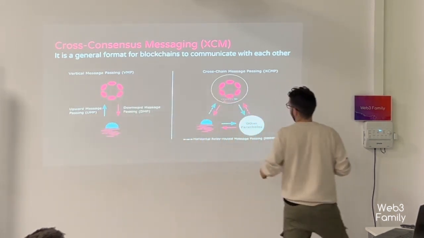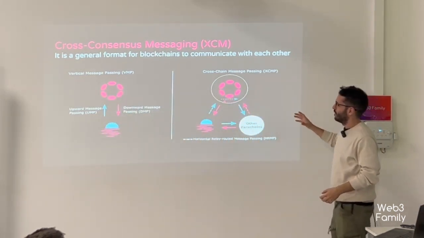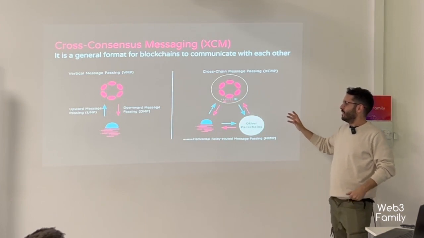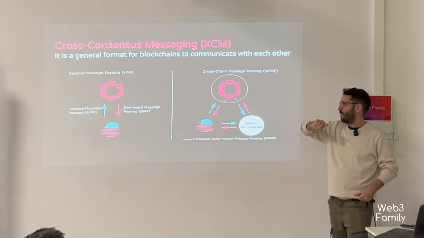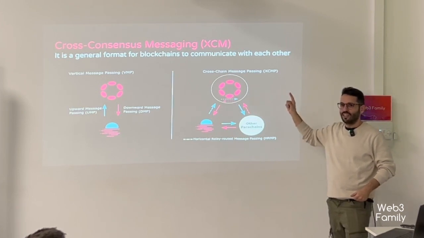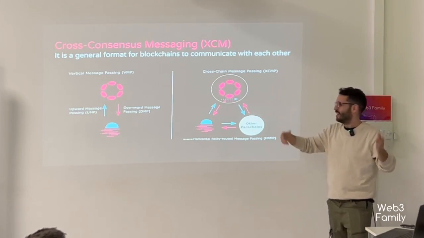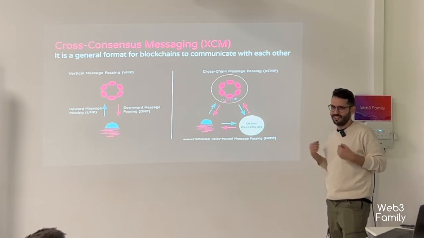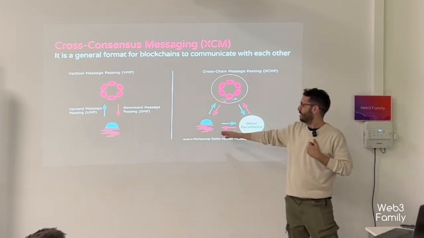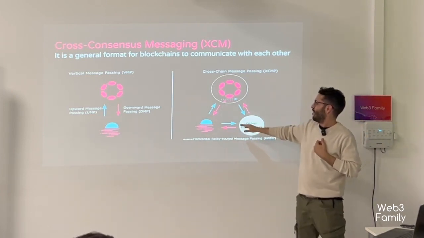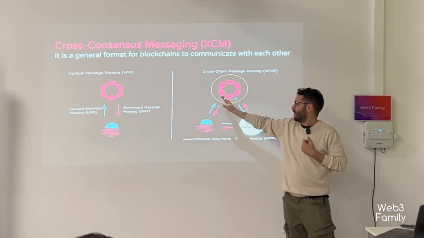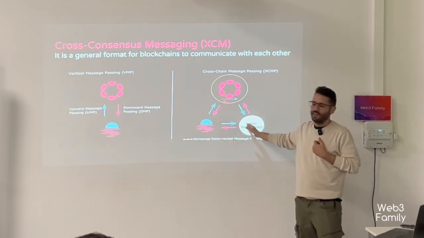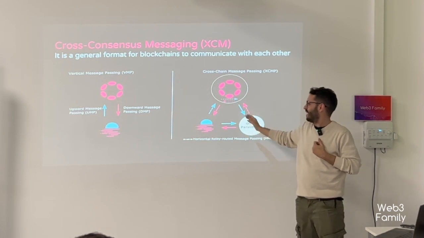So right now, I won't go very deep into the technical level of XCM, but what it does is, okay, I send a message to the Polkadot relay chain. So, okay, Polkadot, send this message to the other parachain. Let's say I have my Pepe on Moonbeam, and I want to send it to Astar. Okay, Polkadot, send my Pepe to the other chain, to Astar, and then it gets sent.